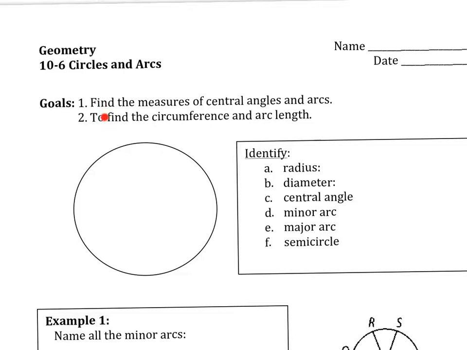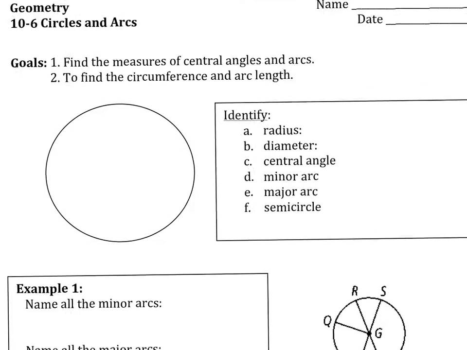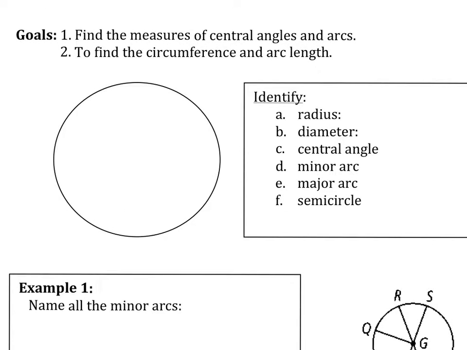Our two goals for today in this lesson are to find the measures of central angles and something called arcs. We're also going to find the circumference and arc length. So our first skill is to know the vocabulary surrounding circles.